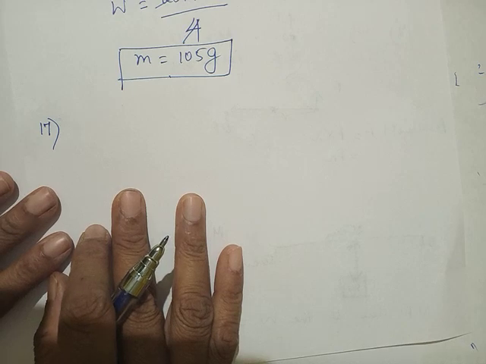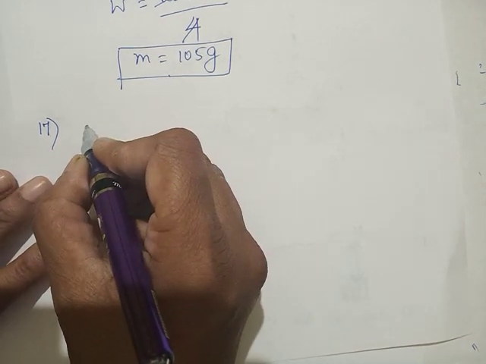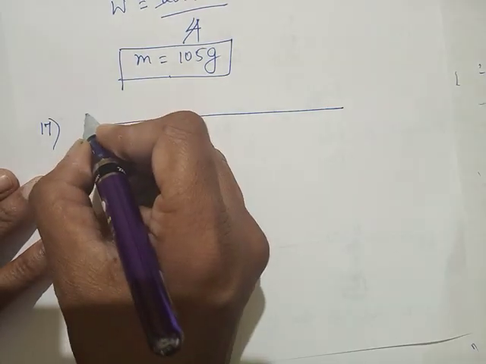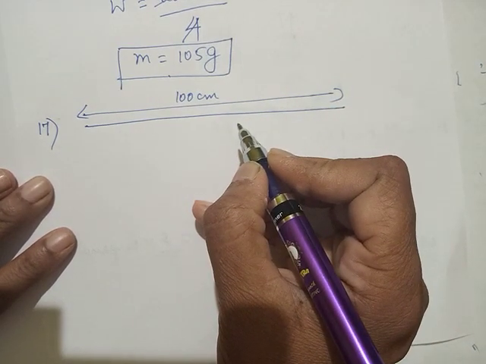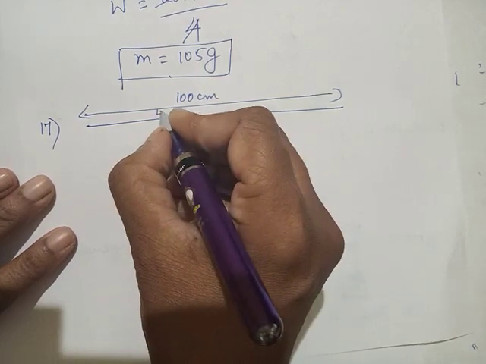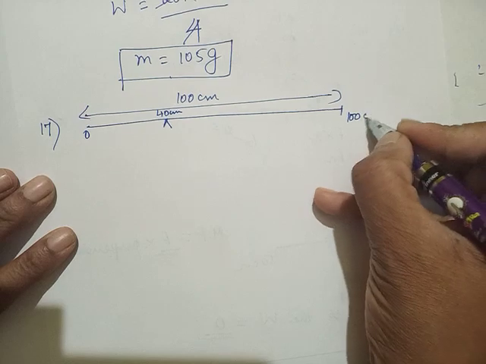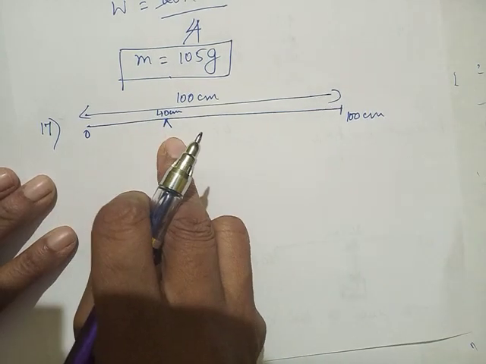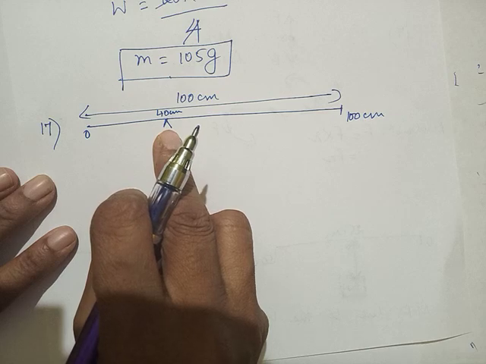Now let's go to the 17th question. Uniform meter rule of mass 100 gram. So this is a meter rule, 100 centimeter, mass 100 gram, balanced on a fulcrum at 40 centimeter mark. So here will be the 40 centimeter mark, 0 centimeter, and this is the 100 centimeter. So it is balanced at 40 centimeter mark, so your pivot should be there.